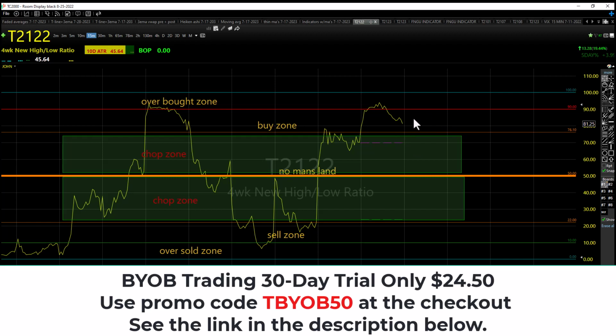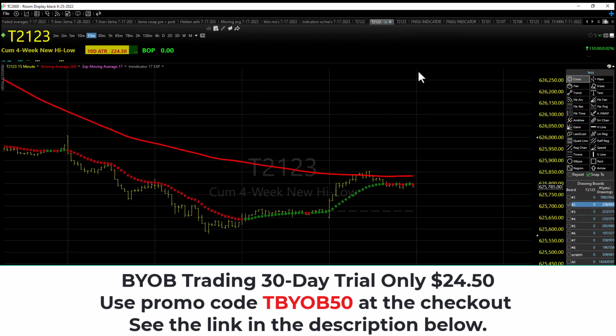It may just meander between these lines here, the blue one and the brown one, and kind of continue from the overbought and in the buy zone, back and forth between the two. That's what I'm thinking.